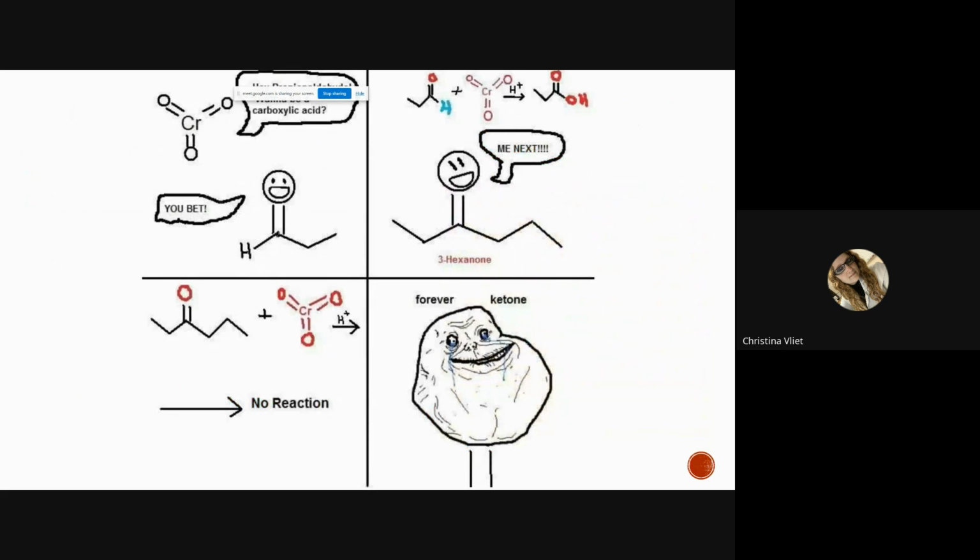Okay. So this is a very old school meme, but I love it so much. It's got some chromium. It's another version of a chromium oxide, but you get the idea. Chromium with a lot of oxygen. This does the same thing as Cr2O7. It says, hey, aldehyde, you want to be a carboxylic acid? The aldehyde's like, you bet, with a smiley face. And then the reaction happens, right? And then the ketone says, me next. And then, not you. Not happening.